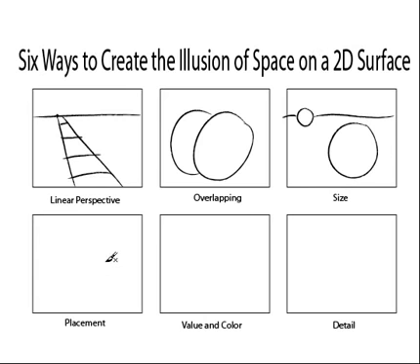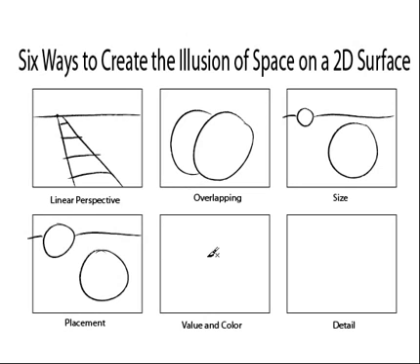The next way to create the illusion of space on a two-dimensional surface is by placement on the paper. And you can kind of see that happening here in the size box. But when you put objects lower on the picture plane than objects that are higher on the picture plane, generally it kind of creates the illusion of there being some space between those objects. Now this is not always true. Sometimes an object could be flying or floating in the air and it may be higher on the picture plane. But as a general rule, objects that are placed lower on the picture plane appear closer than objects that are higher on the picture plane.